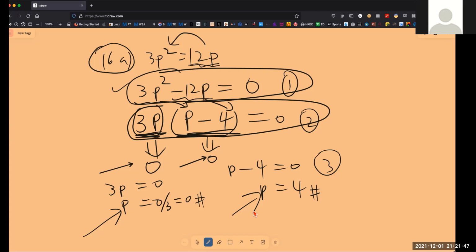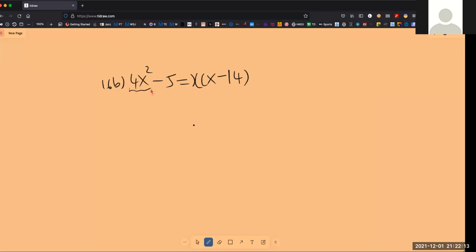Yeah. Good. So next, 16b. 16b is similar. So let me write down the question for 16b. 16b is 4x squared minus 5 equals to x minus 14. Okay, what do you think? Can you see that you have 4x squared here?